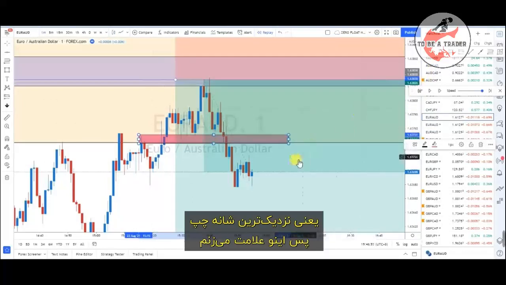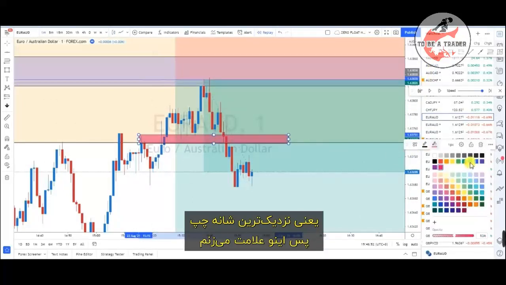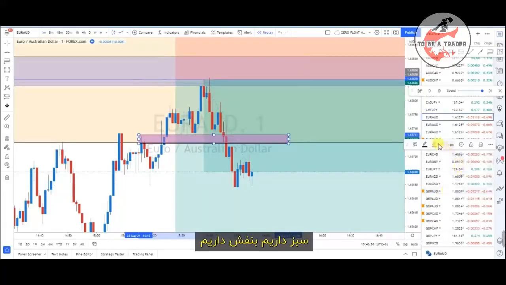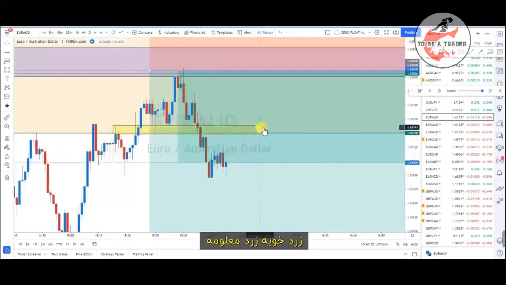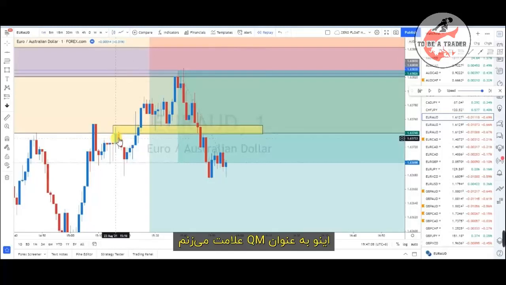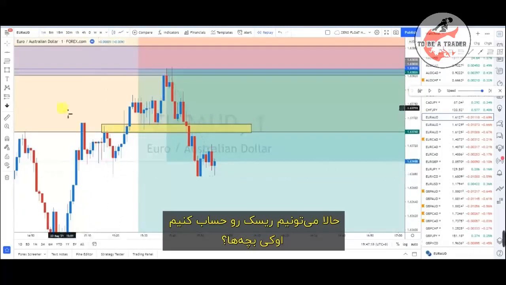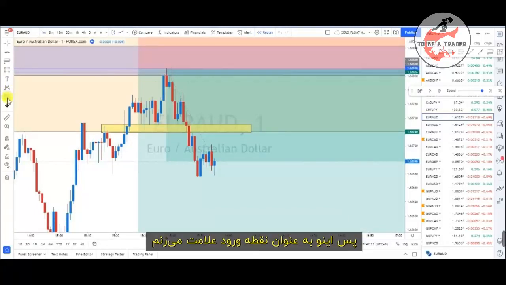So I'm going to mark this. What color shall we put? We have green, purple. No, we have purple. Yellow. Okay, good. So yellow is clearer here. So I'm going to mark this as our QM. So what is the risk here? Now we can measure the risk. Okay, guys. So I'm going to put this as our entry point here.